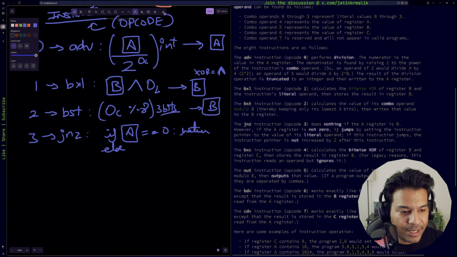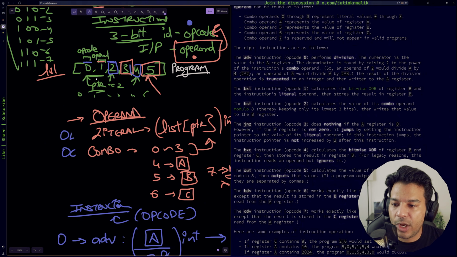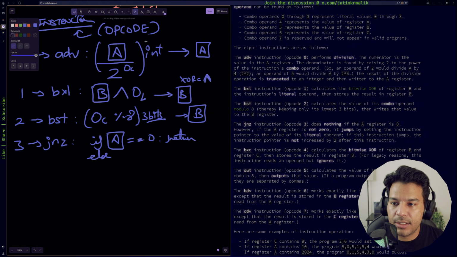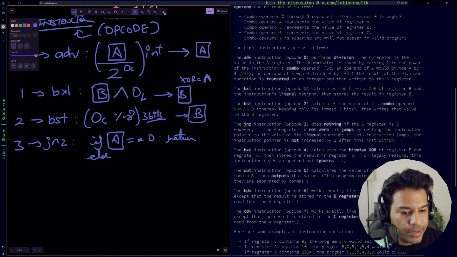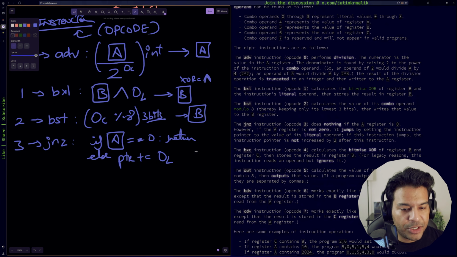But yeah, if this is not 0, it jumps by setting the instruction pointer to the value of its literal operand. Interesting. So remember we had this pointer going on, which we were calling PTR, which started at 0 and was iterating in steps of 2. What we are saying here is that if the value of A is not 0, we will jump the pointer. So plus equals our literal operand value. We have literal operand value, which is OL.